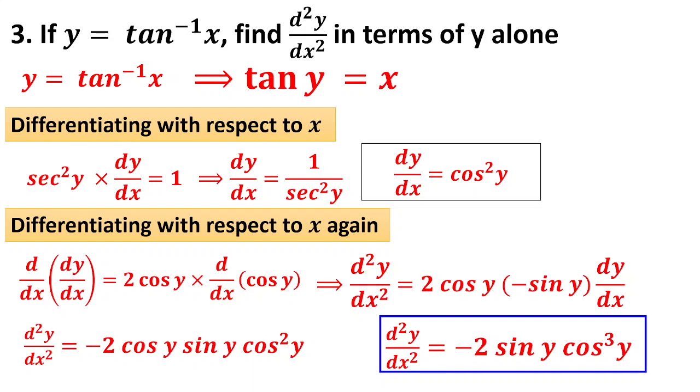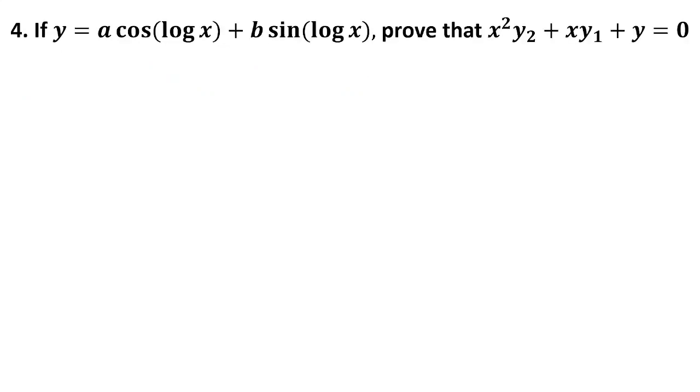If the question is not asked like that, you can do the second derivative by differentiating tan inverse x as 1 by 1 plus x square, and you can cross multiply and do it also. Well, let's go to the next question. Y is equal to a cos log x plus b sin log x.